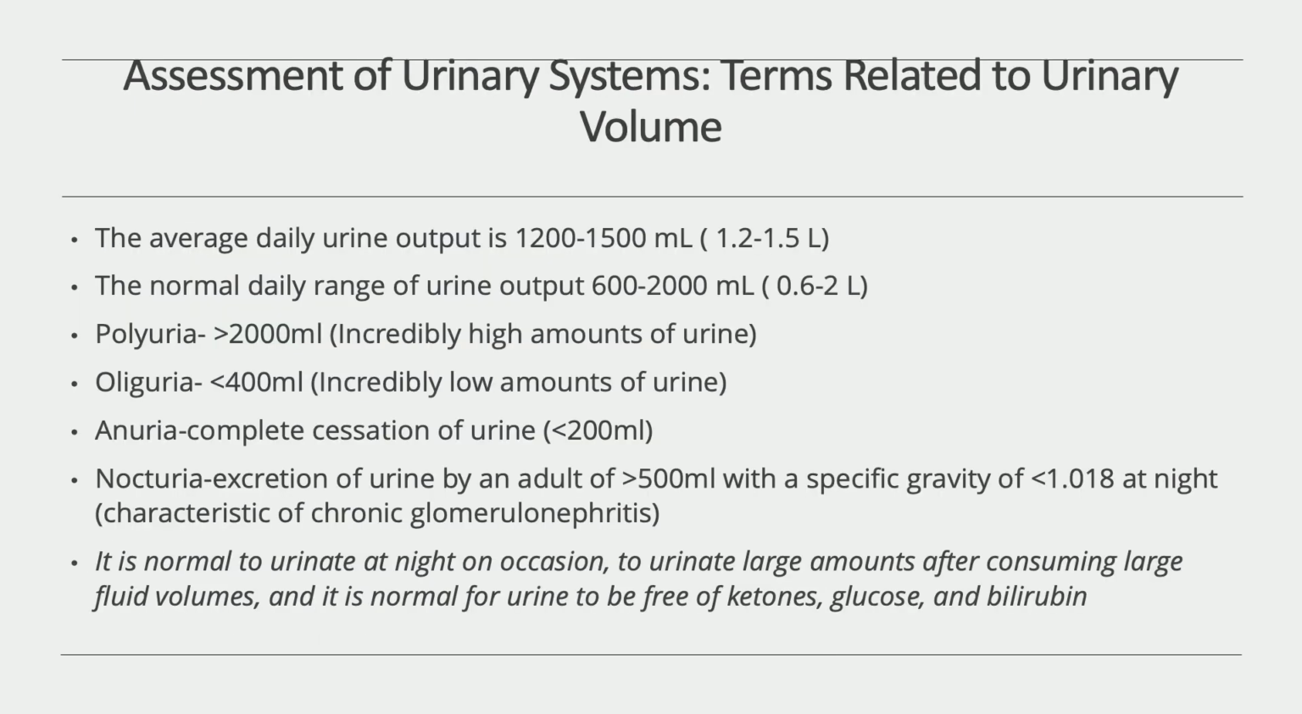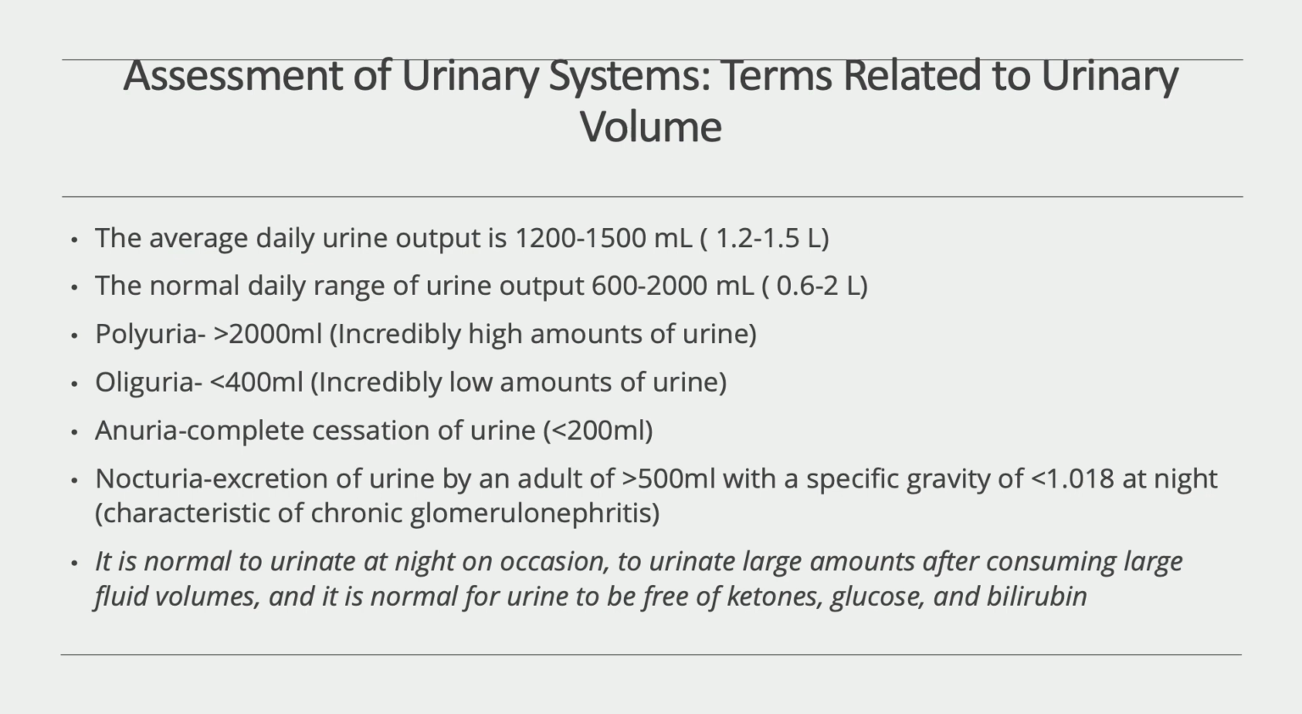All right, so terms related to urinary volume. Very simply put, you're going to need to know these. This is the average daily urine output. This is the normal daily range for urine output. This is what polyuria is considered. This is what oliguria is considered, anuria, nocturia, and also know that it is normal to urinate at night on occasion.